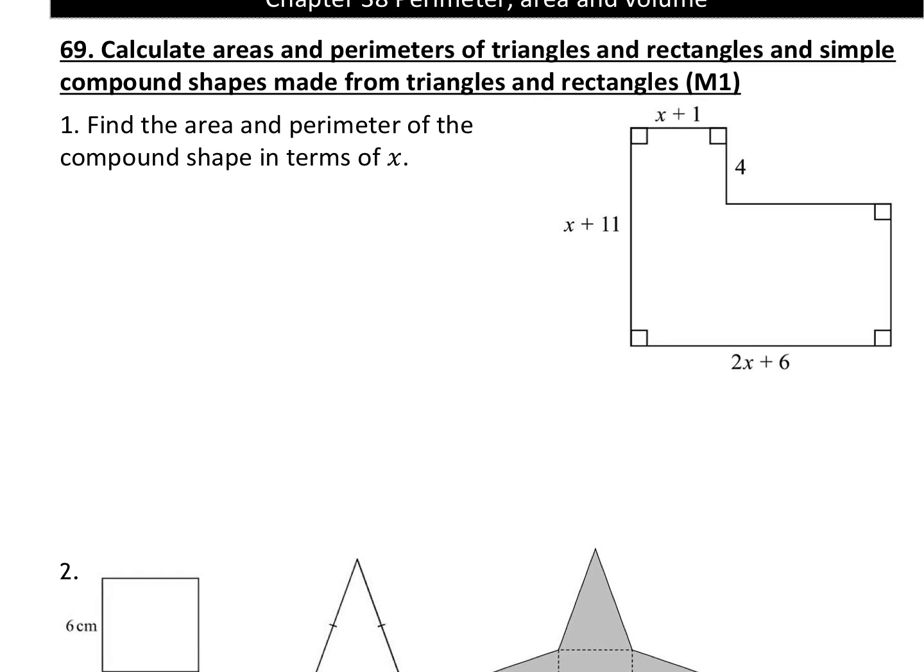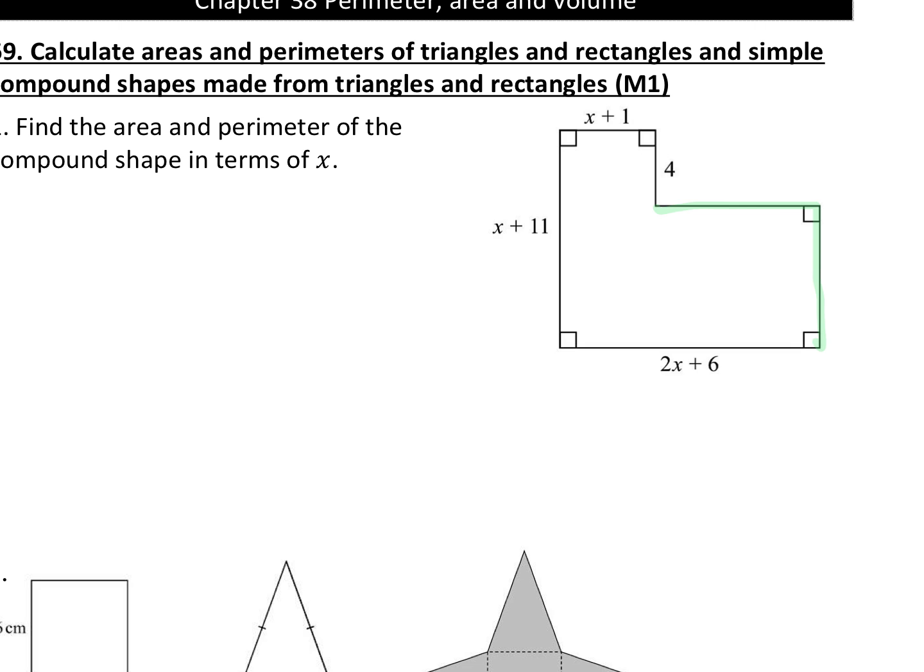How I would begin this question is making sure I've got all the dimensions, all the sides of the shape before we start working out areas and perimeters. You can see we've got missing this side here and this side here. We need to work those out. I know that the full height of this shape is x plus 11, and it's 4 for this bit. So the remaining bit must be x plus 11, take away that 4, and that would give you x plus 7.